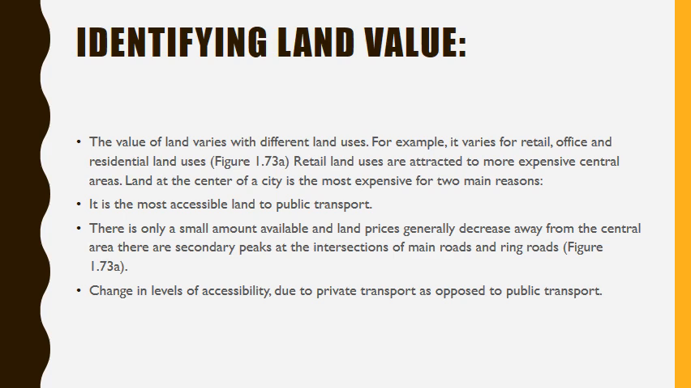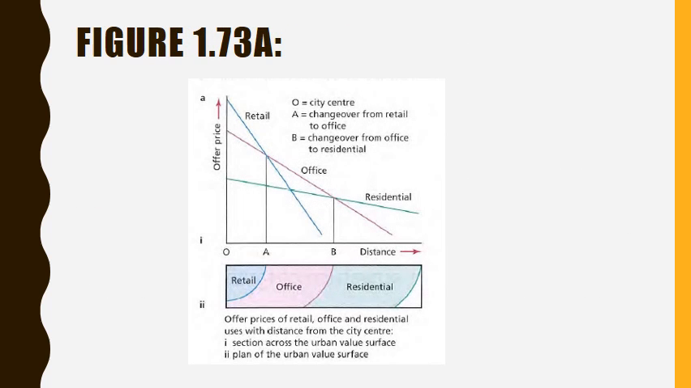Figure 1.73a. Change in levels of accessibility due to private or public transport. Here you can see figure 1.73a. Here you can see the graph which shows offer price and distance from the city center, for retail, office and residential, and you can see the intersection between these areas.